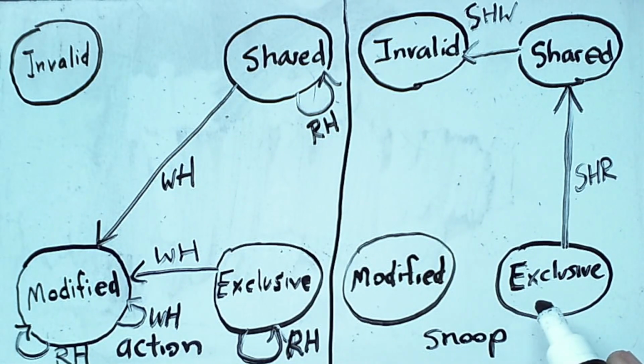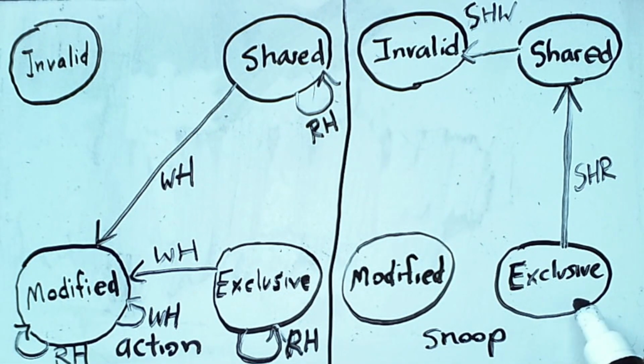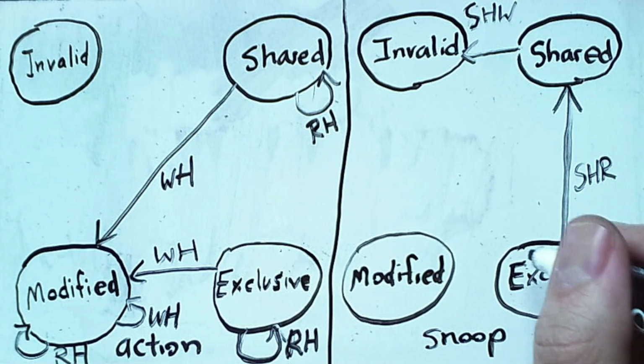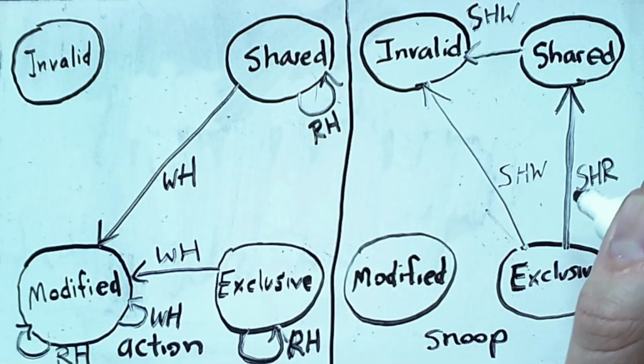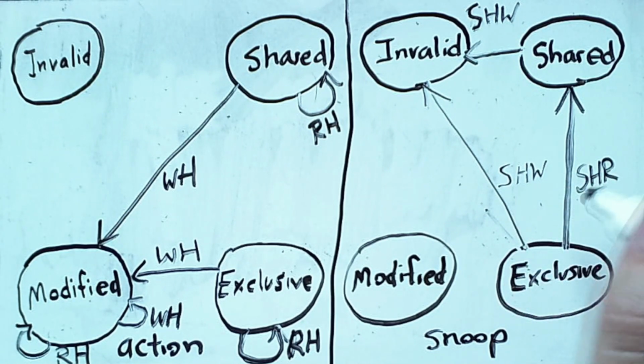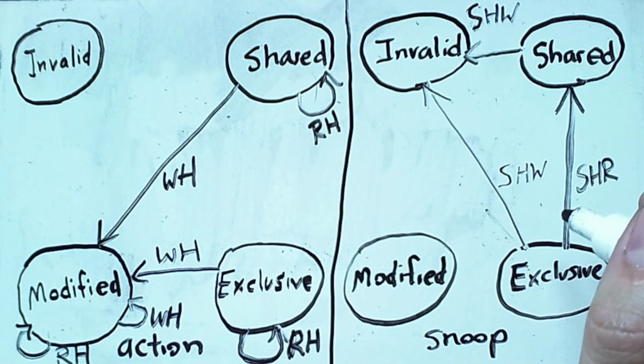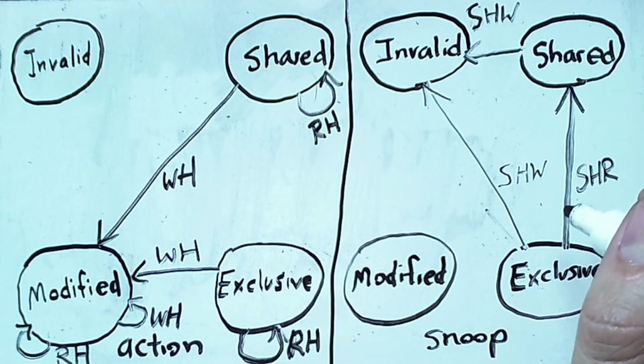So if one cache has a cache line in an exclusive state, and then some other cache does a read with intent to modify or read with intent to write, then the exclusive version will transition to an invalid state. And this will be a snoop hit on write, which is the same as a read with an intent to modify or an intent to write.